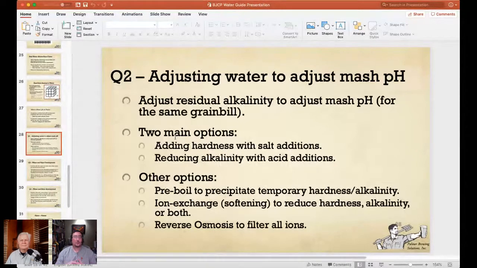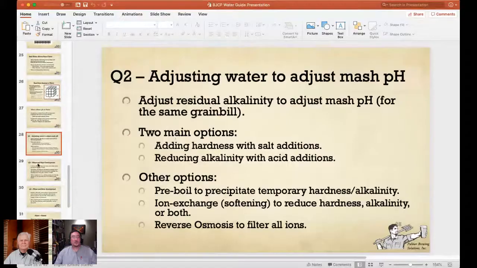Other options are pre-boiling the water to precipitate the temporary hardness and alkalinity from the water. You can also do softening, ion exchange, to reduce the hardness or alkalinity, or both. You can do reverse osmosis on the water to filter all the ions out. All of these things are very effective methods for adjusting the water to help you to adjust and control your mash pH. Okay.